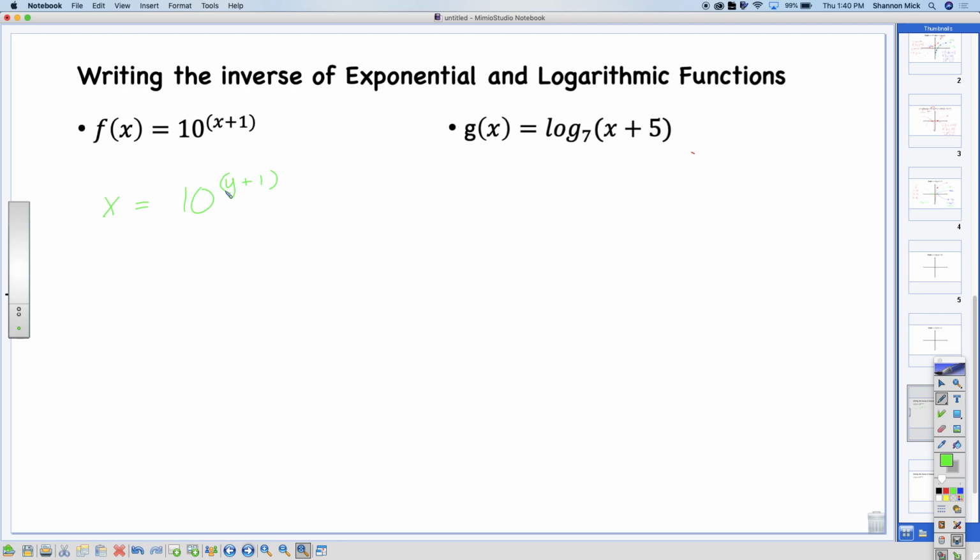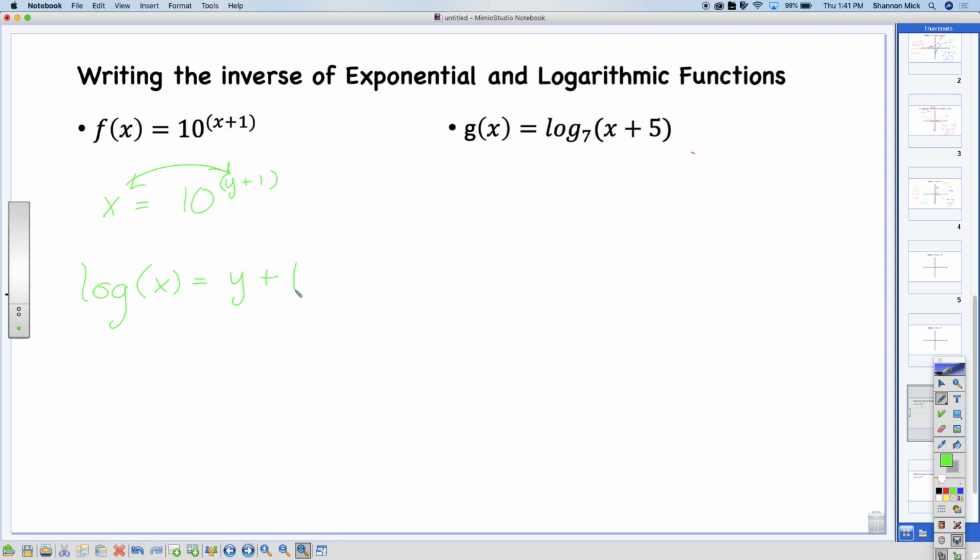You went through this yesterday. This is what you did in the last part of your assignment. You need to solve for y now, correct? Can you get to that y? Not in exponential form. So what do I need to do? Put it in logarithmic form. What is my base? 10. So log of what? X, because domain and range have to interchange. So log of x equals y plus 1.